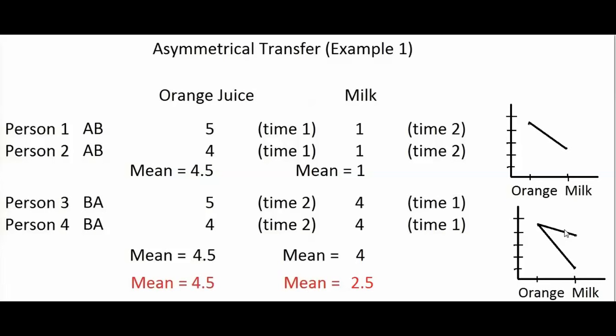Now, if your hypothesis is that there will be an interaction here, and the purpose of your study is actually to look for this interaction, then it's fine to find this interaction. But if the purpose of your study was just to compare the two conditions, then you wouldn't want to have asymmetrical transfer because the difference between the two conditions is skewed.